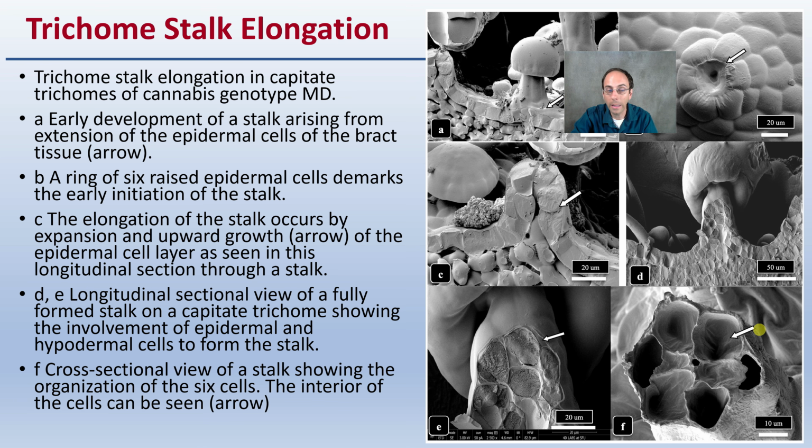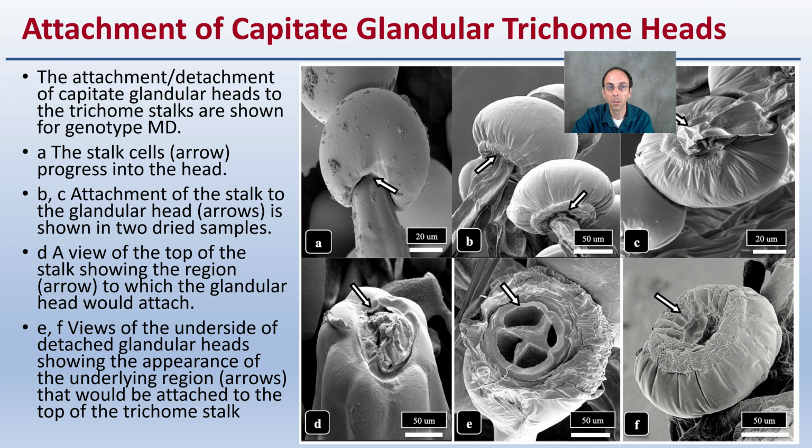And F lastly looks at the cross-section view of the stalk showing the organization of 6 cells, and the interior of the cells can be seen here with the arrow. So it's kind of a unique 1, 2, 3, 4, 5, 6 here. There's kind of this unique and distinctive structure, something you may not have considered before, but hopefully developing greater appreciation for what's occurring in each of those little trichomes.